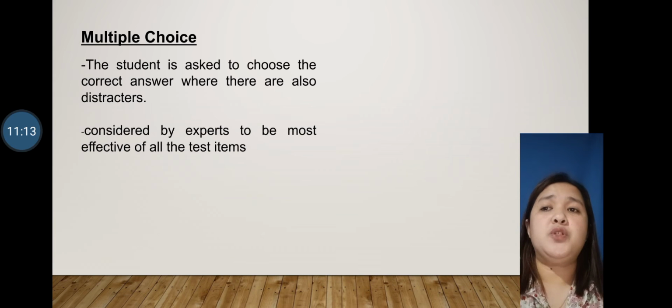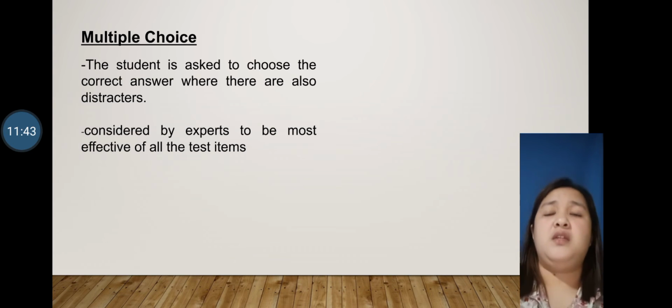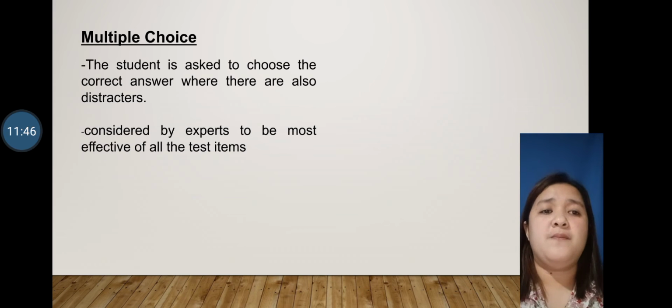In multiple choice, the student is asked to choose the correct answer where there are also distractors. It is considered by experts to be the most effective of all the test items. A multiple choice item consists of two parts: the stem, which contains a problem or statement, and then three or four responses of which only one is correct. The test taker is asked to choose the correct answer.